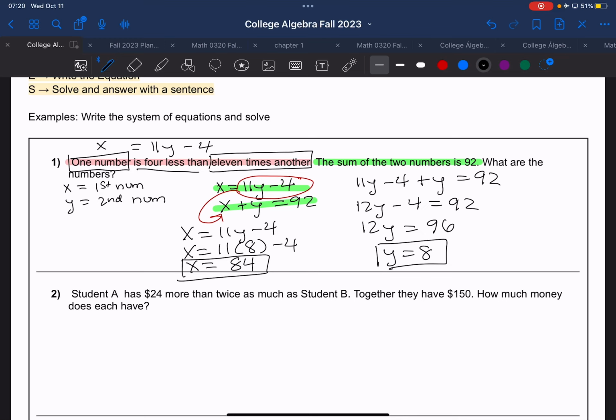84 and 8. So what would my sentence look like? The numbers are 84 and 8. Good. The numbers are 8 and 84. That is our answer. The numbers are 8 and 84. So I need that sentence to get full points. If you just solve them and you don't answer the question, in this case the question are what are the numbers, then you won't get full credit.